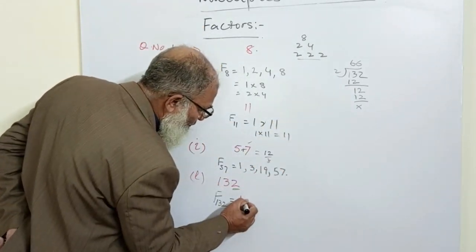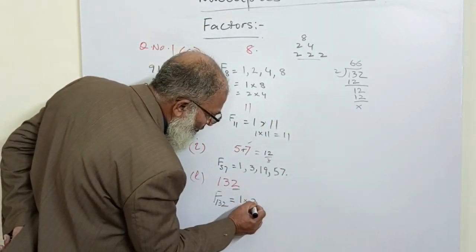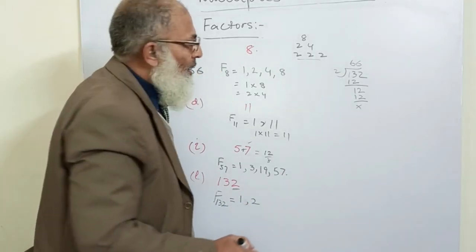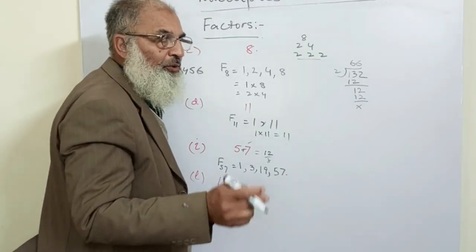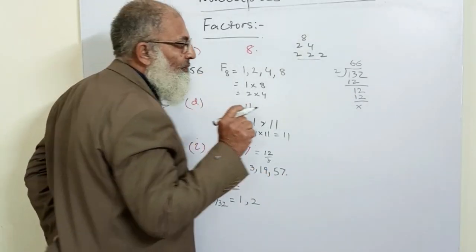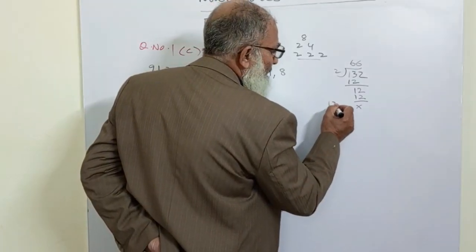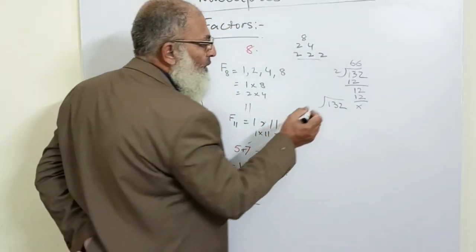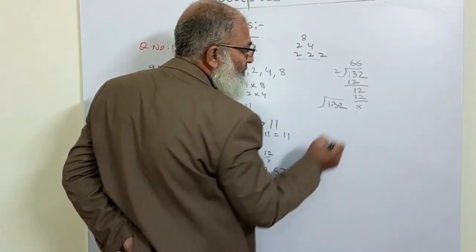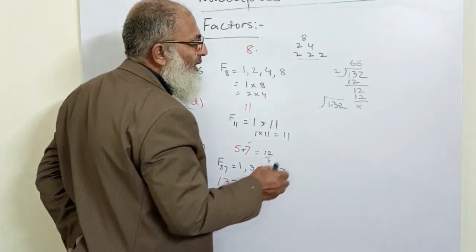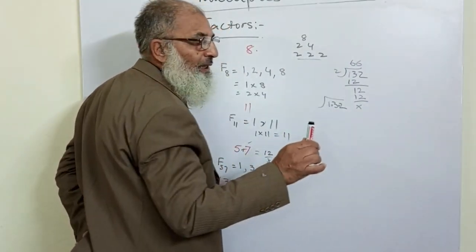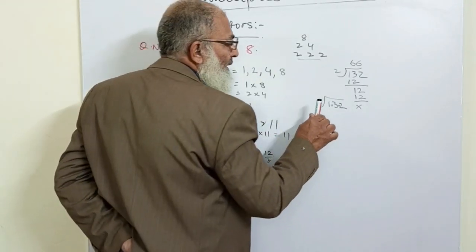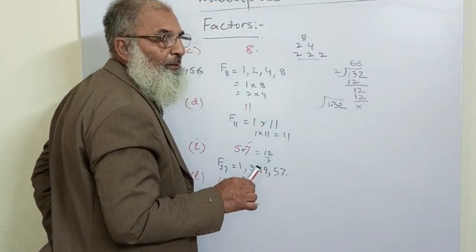Second factor is 2. Now what I told you about 3, let me check it for 3 as well. I told you just add all the digits. If you get any number which is divisible by 3, then the whole number will be divisible by 3.